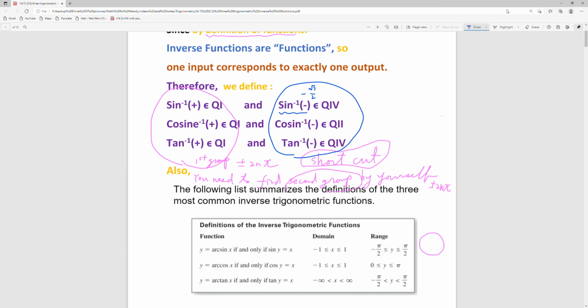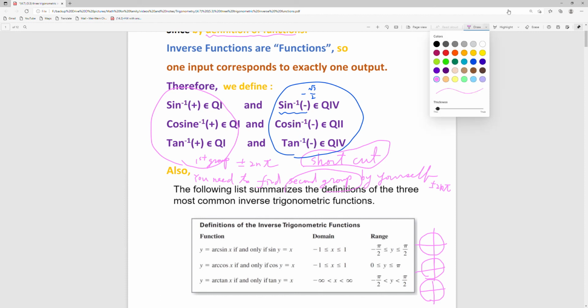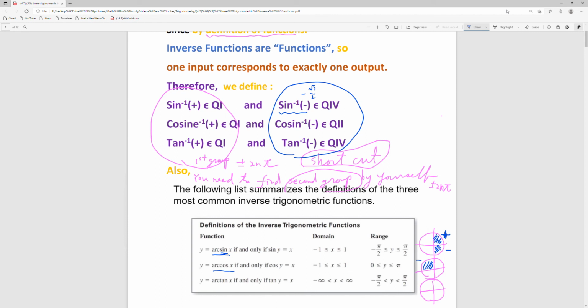Before I provide you a shortcut, let me use my own way to show you where the arcsine, arccosine, and arctangent functions are defined for your range. Here, this is for positive input. This is for negative input. That's for the arcsine function. And then for the arccosine function, here is for negative, and here for positive.